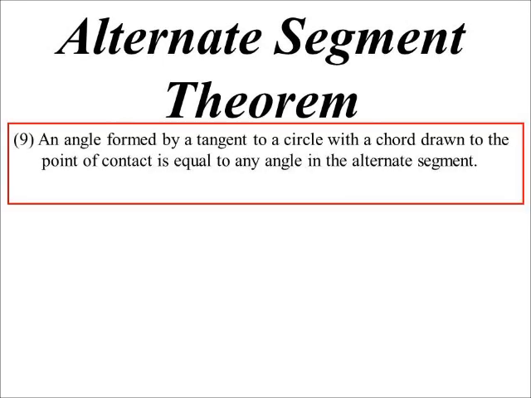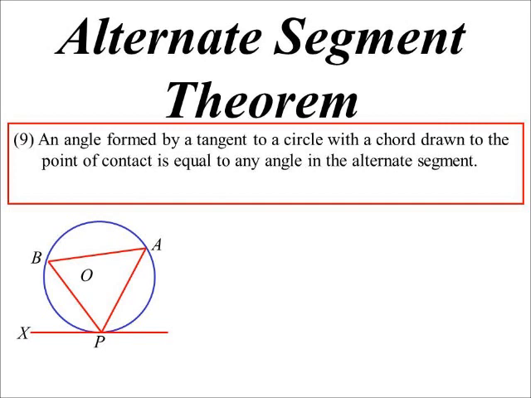So there's the formal theorem. You've got an angle formed by a tangent to a circle with a chord, and it's equal to the angle in the alternate segment. So let's draw a picture up. When you draw a tangent and you've got a chord, a chord breaks the circle into two segments. And so what we're saying is the angle between the chord and the tangent is equal to the angle in the other, or the alternate, segment.